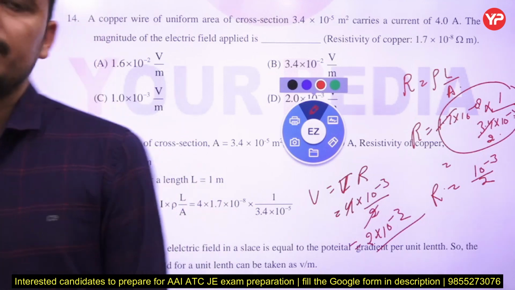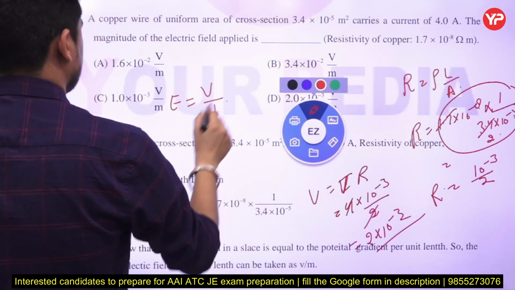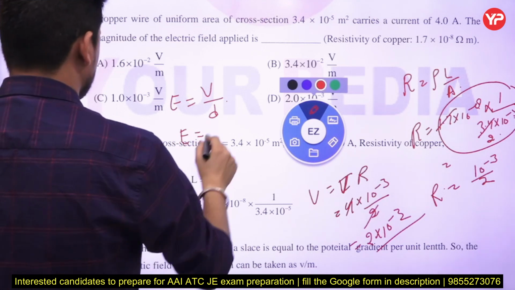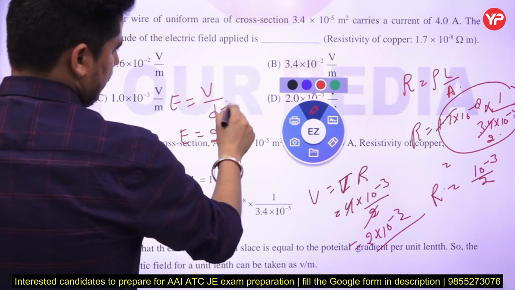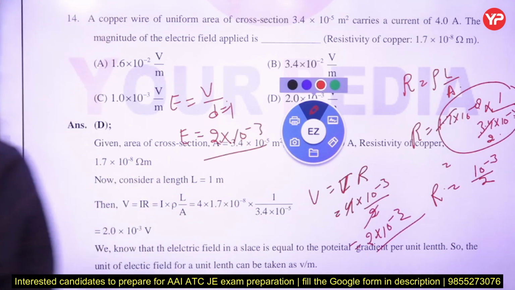And electric field is denoted by what? Electric field is denoted by V over D. D is 1, so the electric field is going to be how much? Voltage we already calculated, 2 into 10 raised to power minus 3, answer is D.